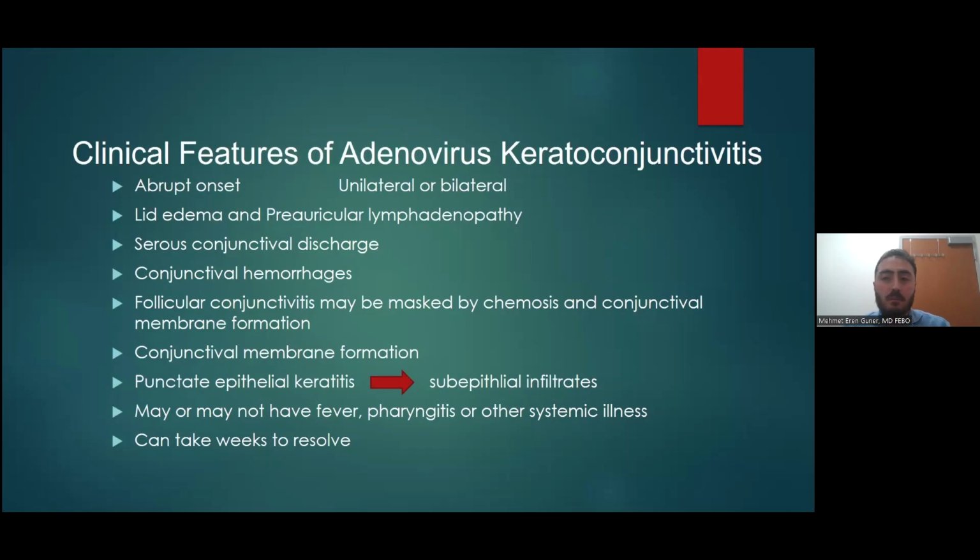I don't know if you can see that with a pen light. I'm going to show you what the pictures are. They're almost unique to adenovirus conjunctivitis. Follicular conjunctivitis, you may not be able to see that with the pen light, but the membranes are also very specific. And the rest is the corneal part. It can take weeks to resolve, and it is highly contagious again.